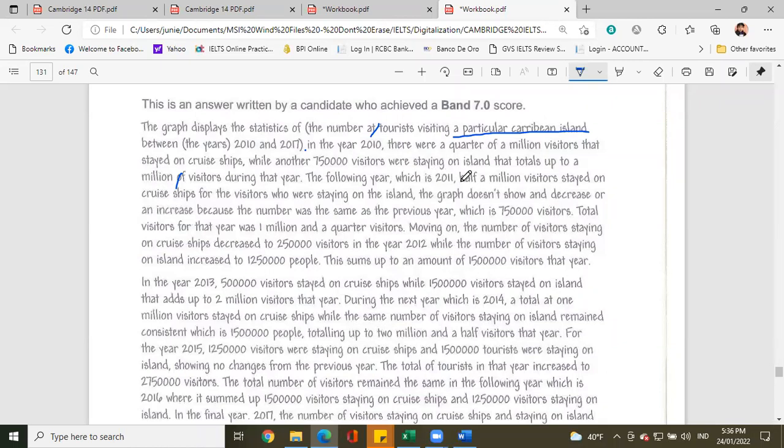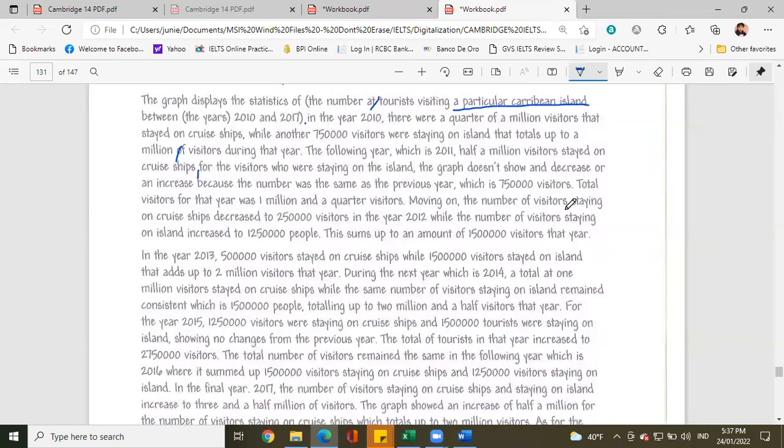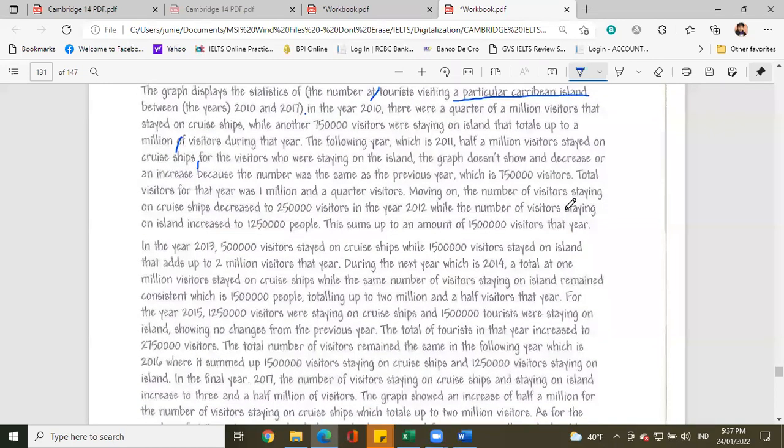The following year, which is 2011, 500,000 visitors stayed on cruise ships. For the visitors who were staying on the islands. Huh? The graph doesn't show. Kasi walang kama eh. For the visitors who were staying on an island, the graph doesn't show an decrease or an increase because the number was the same as the previous year, which is 750,000 visitors. Bakit kayo nag-band 7? Ito dami-daming mali. Dapat 3 lang, 6.5 na yon. Total visitors for that year was 1.25 million visitors.